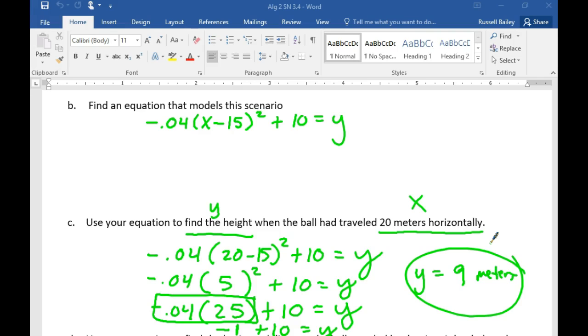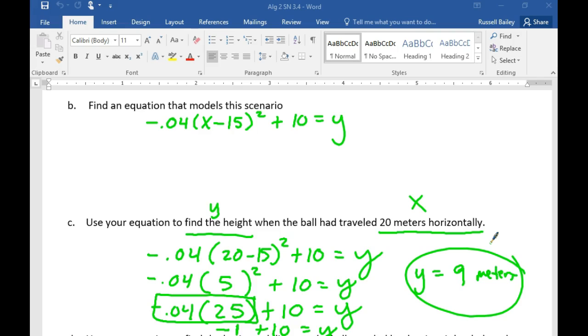That's it. But the trick, you're just plugging stuff in. But here's the trick, though. You have to know where it goes. Does it go in for an x, or does it go in for a y? And that's all based on whether you know that y is height and x is horizontal distance. If you know that, then you're pretty much home free. Okay?